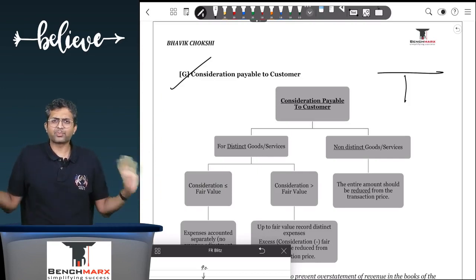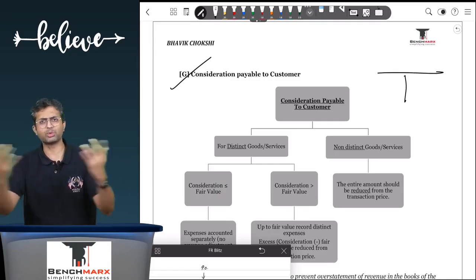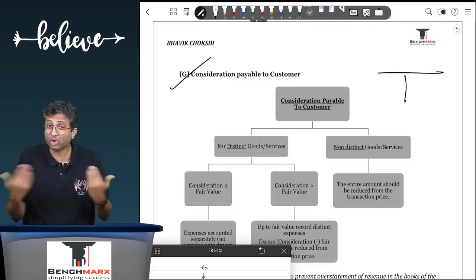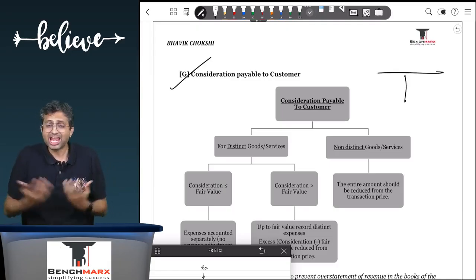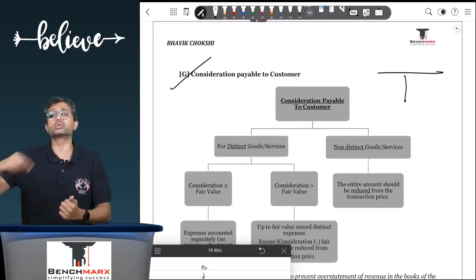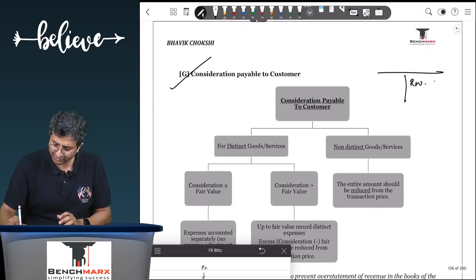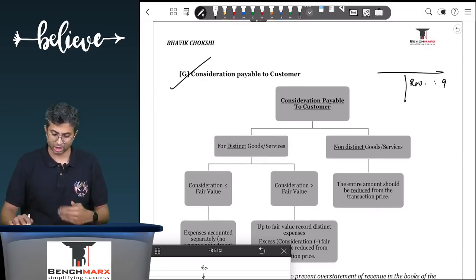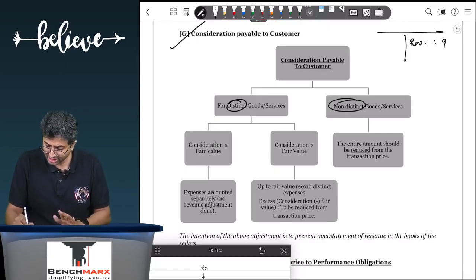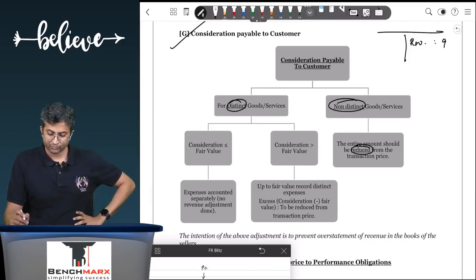However, if Flipkart says, well, we don't know whether we will advertise your product or not, whichever product has the best offer, we will advertise that. Maybe yours or maybe not yours, but you have to pay me 1 crore, in which case I'm not getting any distinct benefit. And as a result, if there's no distinct benefit, you will directly reduce the 1 crore from the amount of revenue. So over here, in such cases, you will recognize revenue directly at the net 9 crore. So for distinct goods or services, and if there are no distinct goods or services, then the entire amount should be reduced from the transaction price directly.